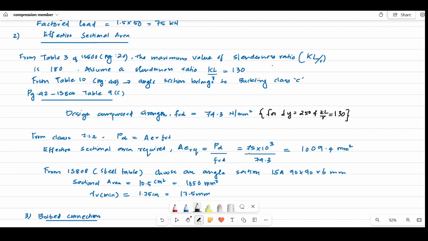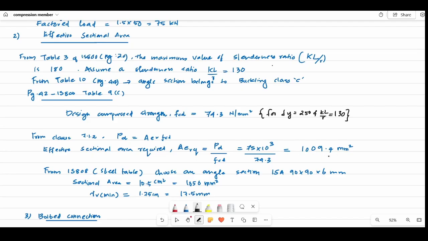And we know that the load factor load is the design load, and we will be selecting that as the PD value, which will be 75 into 10 raised to 3 divided by the design compressive strength. So load by stress will give you the total area required. So this is the area which we obtained, 1009.4.